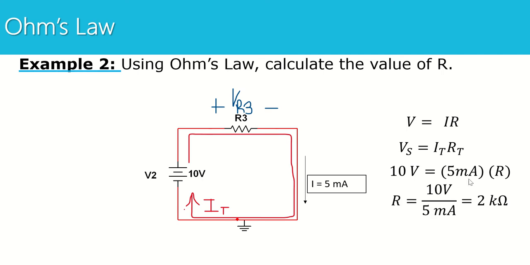That means when I solve this equation for R, and I go to my calculator and type this in, I'm not doing 10 divided by 5. I'm doing 10 divided by 0.005, or 5 times 10 to the negative 3. Make sure you reflect the milliamps in your calculation, otherwise your answer will not be correct. So 5 milliamps is what we have on the bottom. 10 divided by 5 milliamps gives me 2,000 ohms, or 2 kiloohms of resistance.